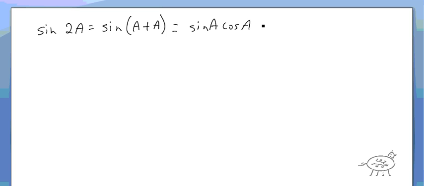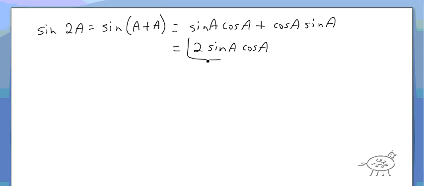let's talk about sine of 2a. Okay, let's derive that. So that's sine of a plus a, and that's equal to sine of a cosine of a, and then same sign, plus cosine of a sine of a. And of course, sine a cosine a is the same thing as cosine a sine a, just flipped around. So I can actually write that as 2 sine a cosine a. And that is the identity for sine of 2a.